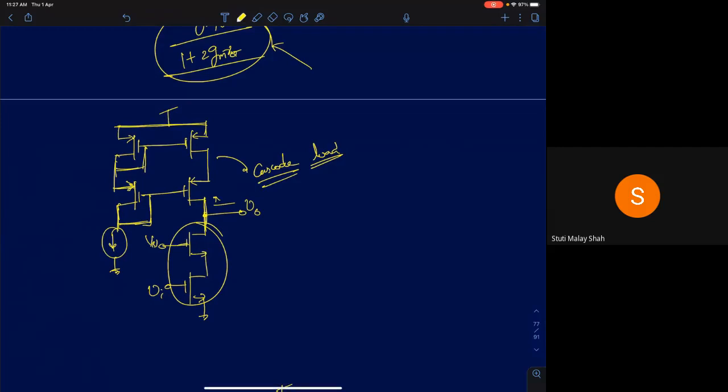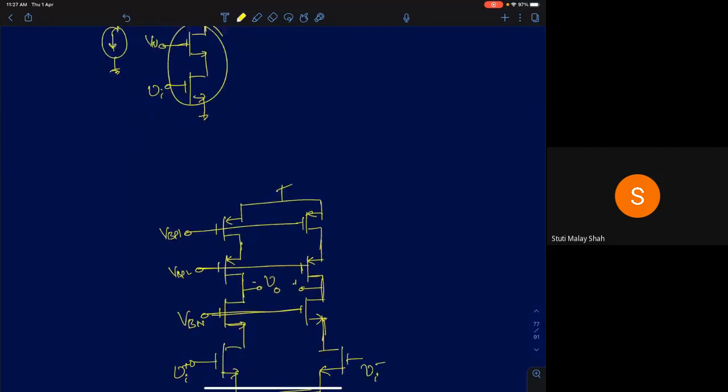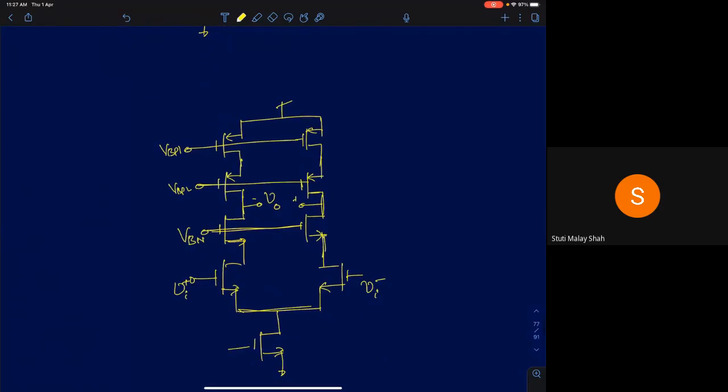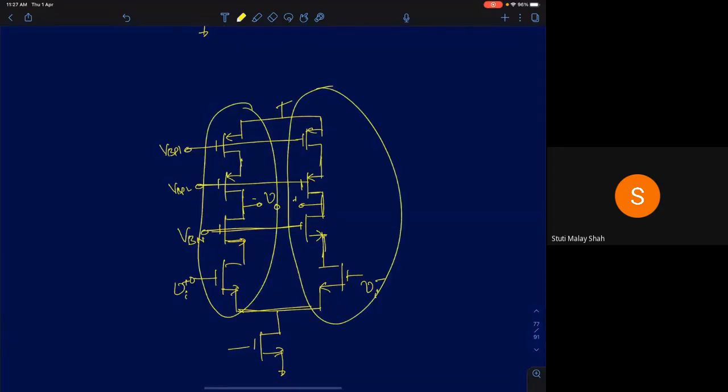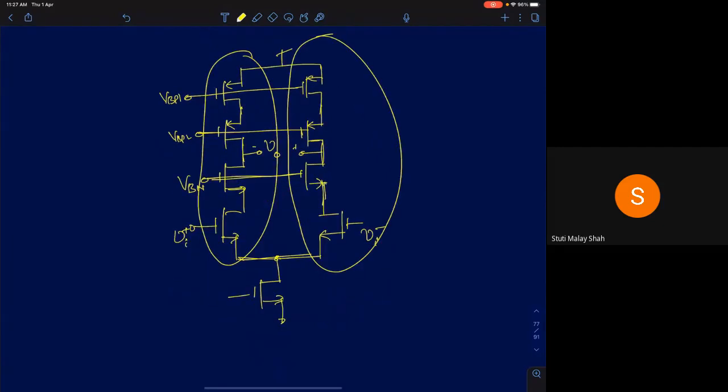To draw the differential version, I can start with this. What I've shown here is one half of the circuit. Take an identical half and connect the two sources of the input pair, the source couple, and you can just connect a current source here. You have a current biased differential cascode amplifier.